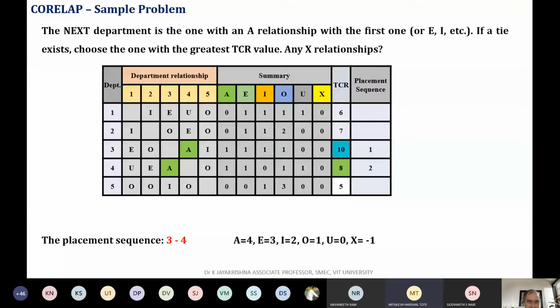Hope I'm clear to you. Okay, that's the difference in core lab.